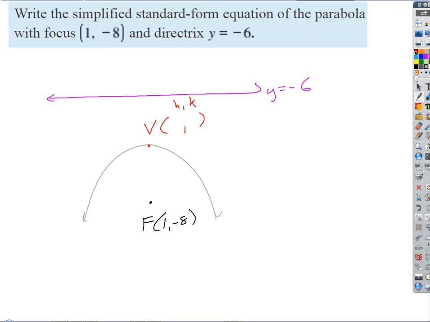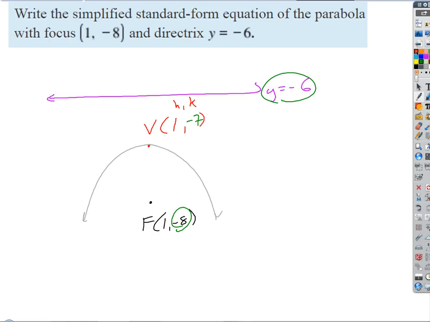So what are the coordinates of the vertex? The vertex and the focus line up vertically this time, which means they have the same x value. So the x coordinate of the vertex is 1. The y coordinate is going to be the average of the y coordinate of the focus and the y value of the directrix. So the average of -6 and -8, what's halfway in between? Well, -7. If I want to actually average them, -6 plus -8 is -14 divided by 2. Either way, we can see that the y coordinate is -7.